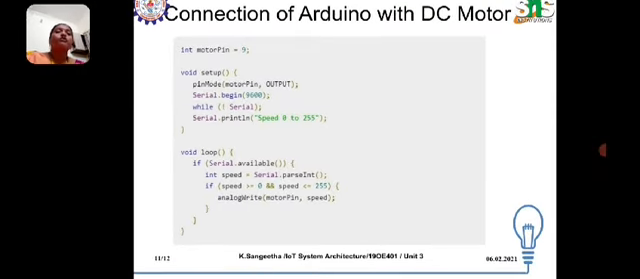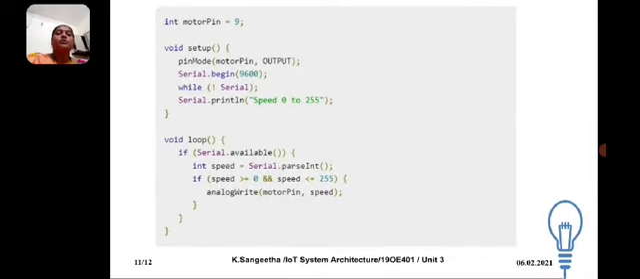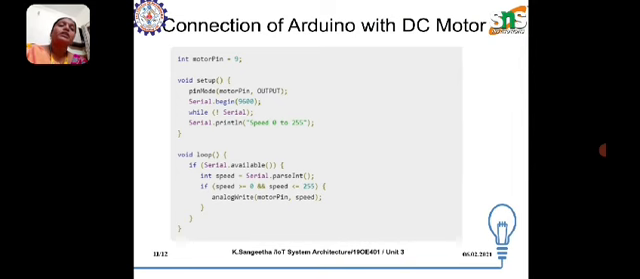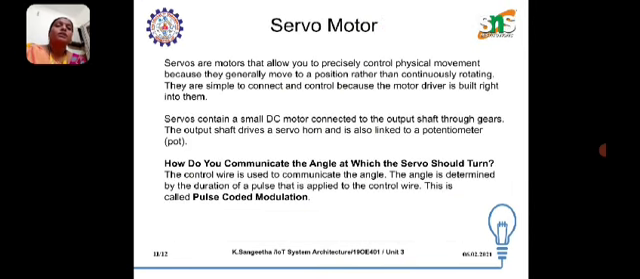This is the code for the DC motor. The DC motor is connected to pin number 9. First we have to select the pin mode, that is motor pin as output, and we have to set the baud rate and start the serial port. Then we write the analog signal, that is analogWrite(motorPin, speed). This is the code for connecting the Arduino with the DC motor.